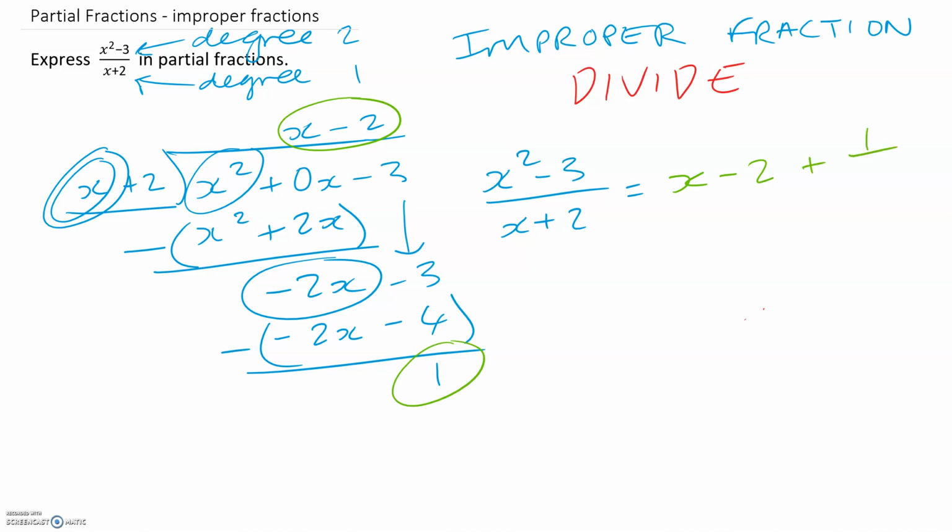Now that 1 still hasn't been divided by the denominator yet, so we have this, and that is the answer to this question. We have now split this up into partial fractions, and you can't simplify that anymore. You can't split that up anymore. So that's the answer to that one.